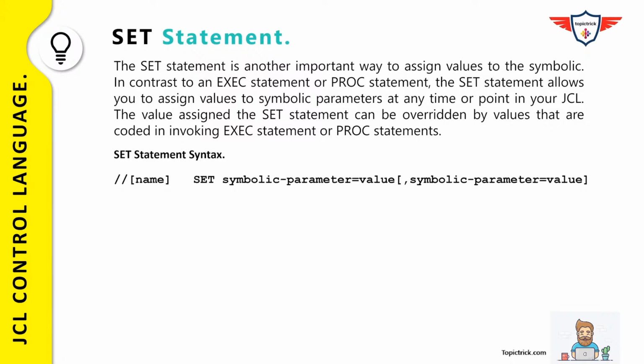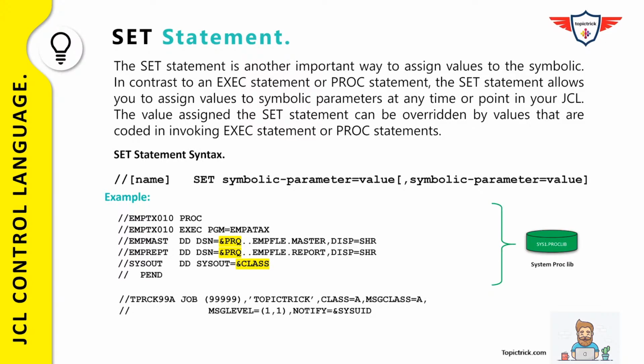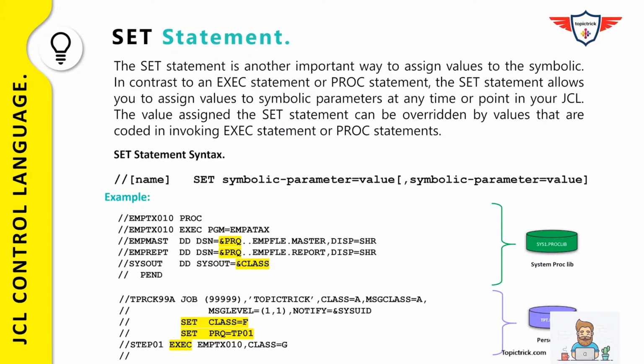so again we are using the same example. So we have a catalog proc which is stored in a system library that is SYS1.PROCLIB, and we are using symbolic parameters that are &PRQ and &CLASS. And if you look at the JCL, this time what I've done is I've used the SET statement to assign CLASS value as F and PRQ equals TP01.